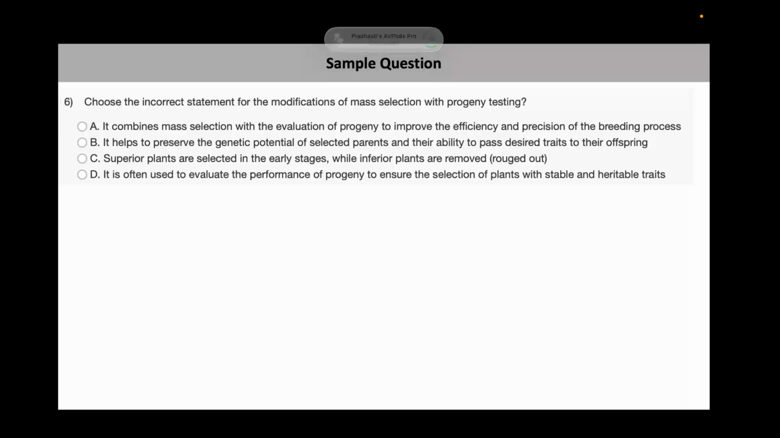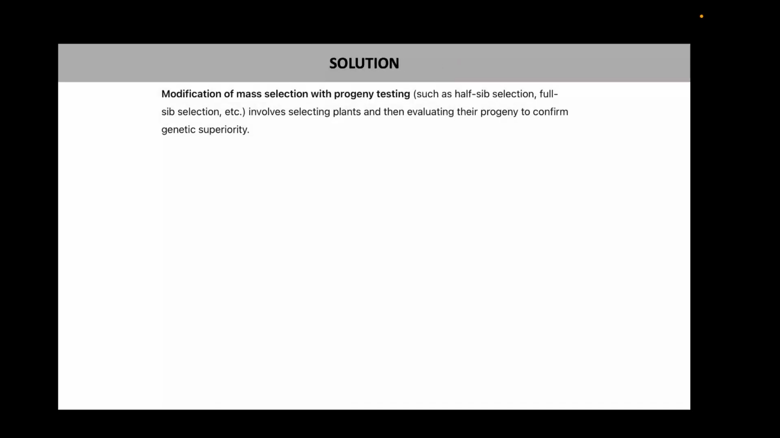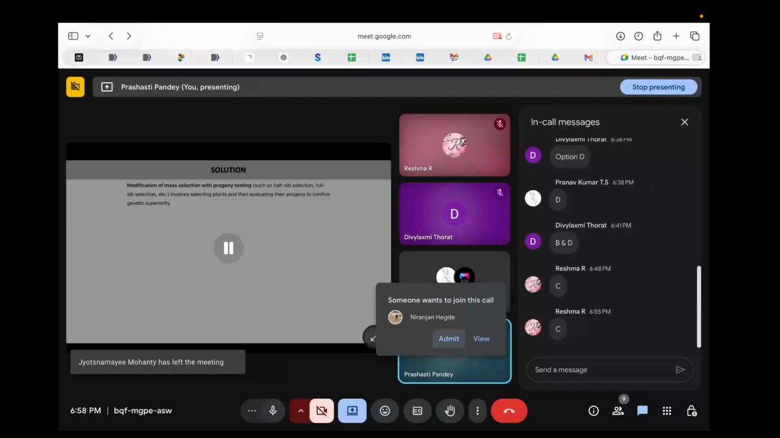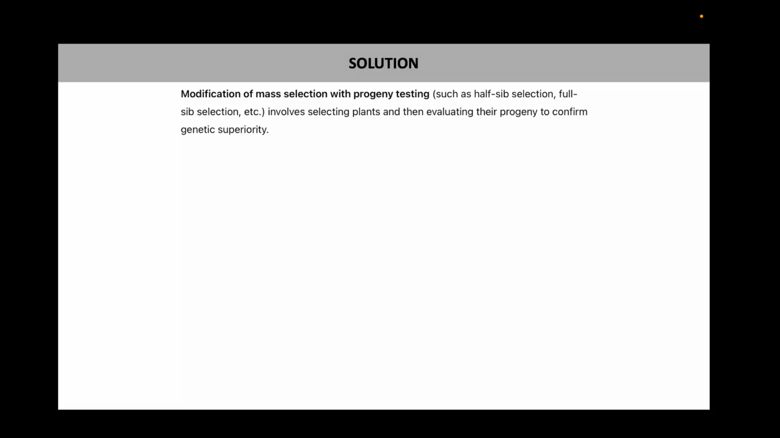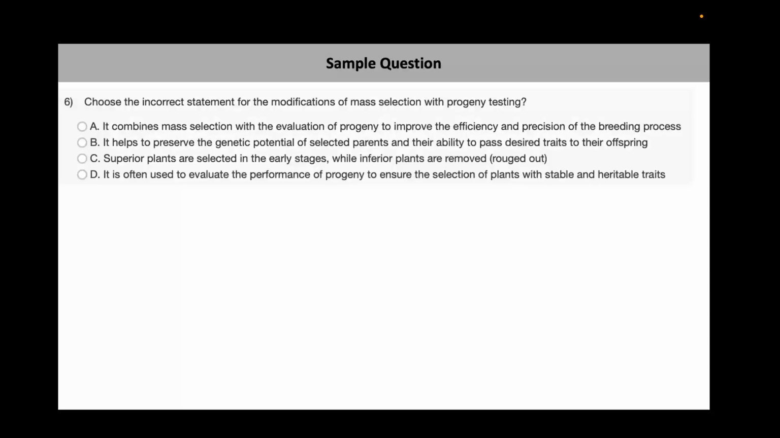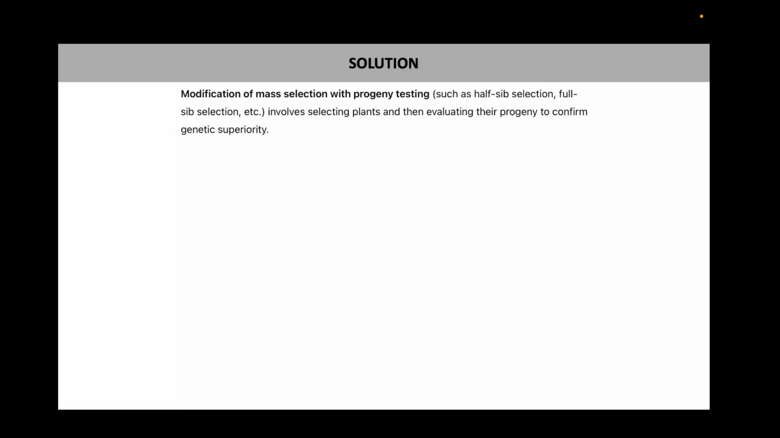So let's solve this question. Okay. So, a modification of basically mass selection with progeny testing. It is also called half-step selection, which we have discussed earlier. So it will involve selecting plants and then evaluating their progeny to confirm the genetic superiority.